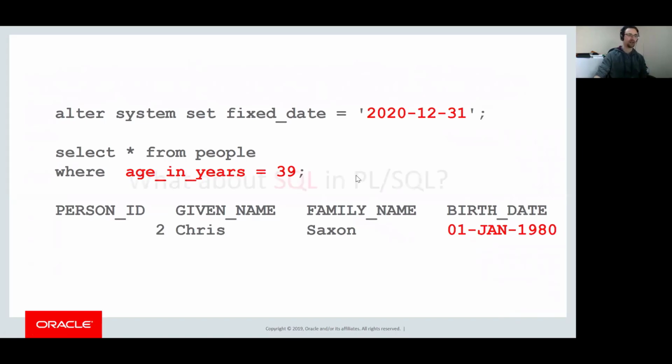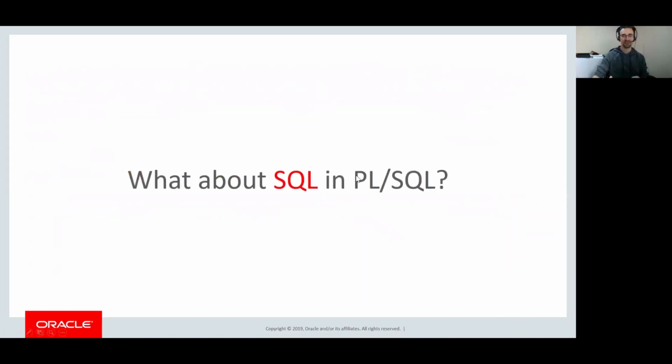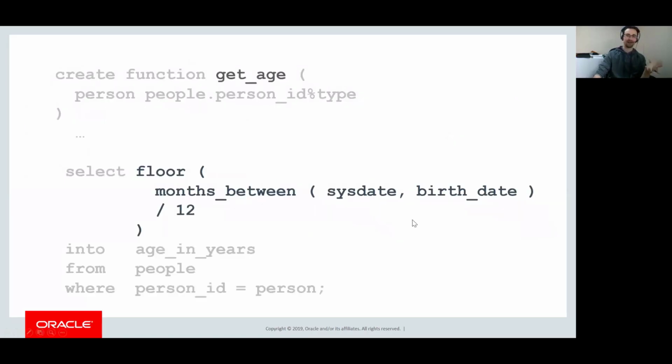What if we actually want to run some SQL within there? So we've got a SQL statement calling a PL/SQL function, which itself runs a SQL statement. For example, we put our get age function in here like this, and in there we look up the person, and we call this function within our SQL query. So what about this, and what are the things that we need to watch for here?